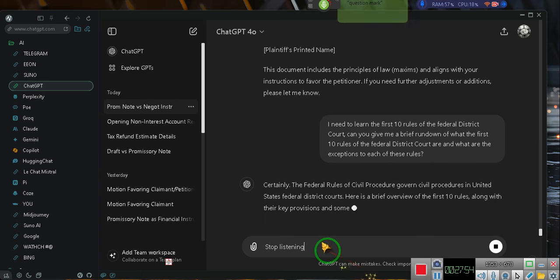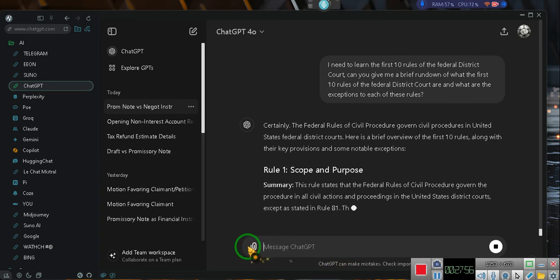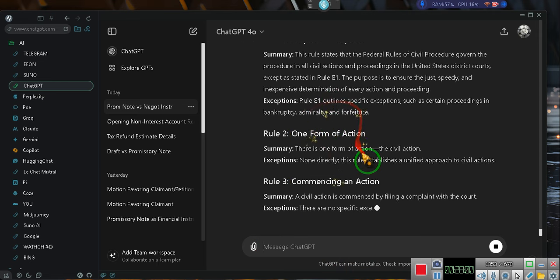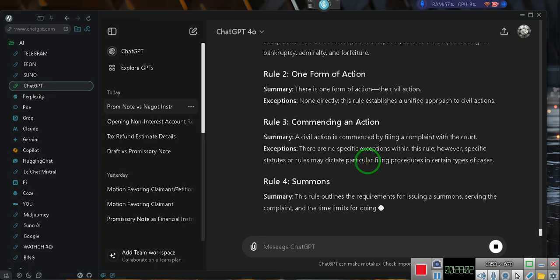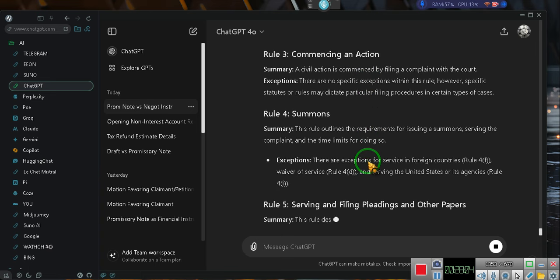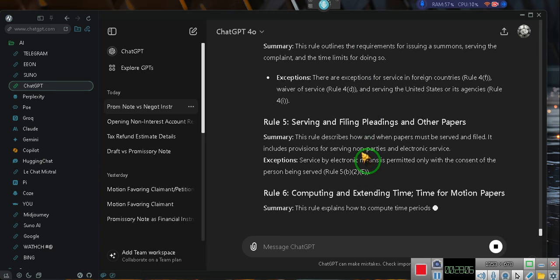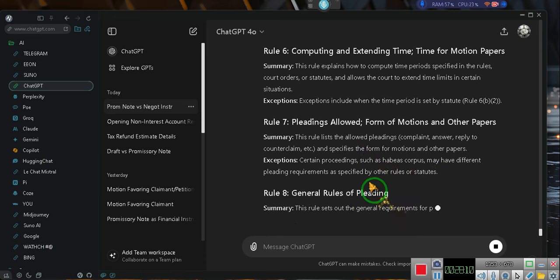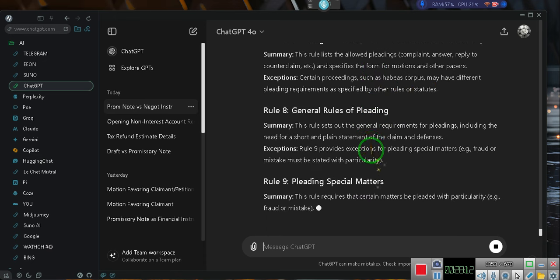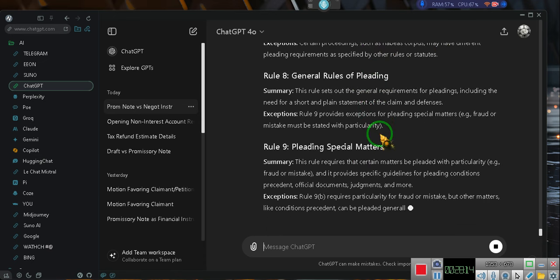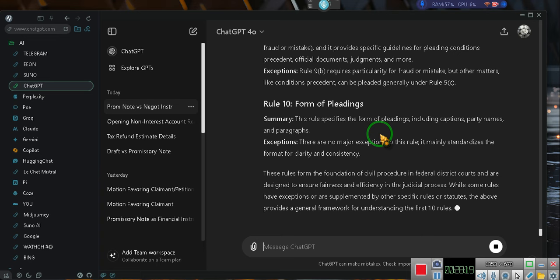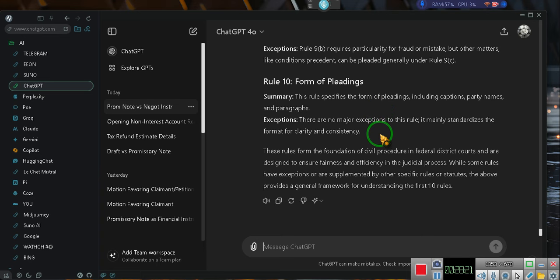Ladies and gentlemen, this is how you learn the rules of the court for your court. You just put it in here. And if there's something you don't understand, then have it explain it to you as if you were 15. So tell it, explain it to me as if I'm a 15-year-old. Then break each rule down that you have to comply with. Okay? Each rule that they say you must comply with. Remember, I asked it for exceptions. Okay? Now watch this.